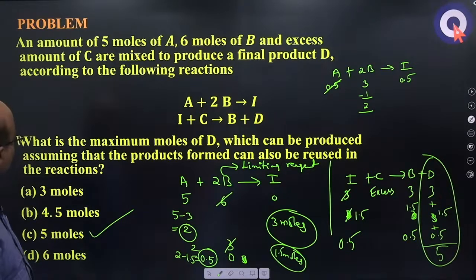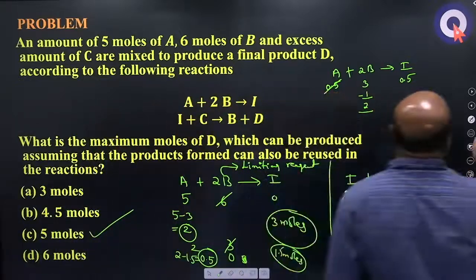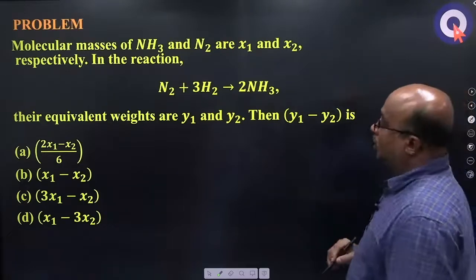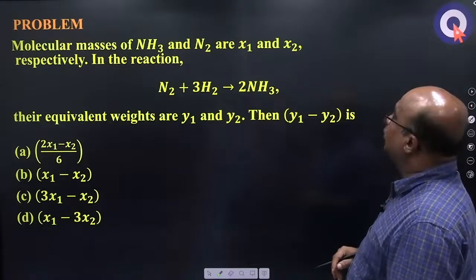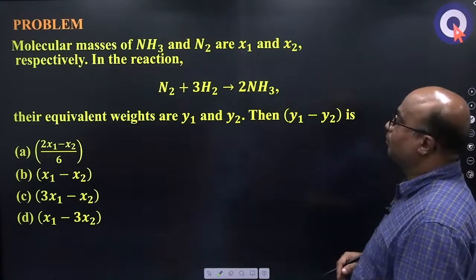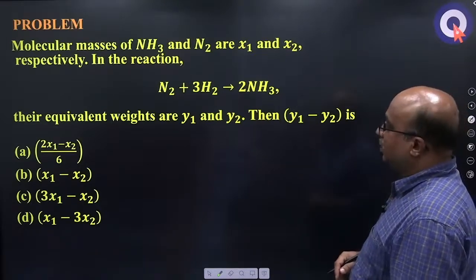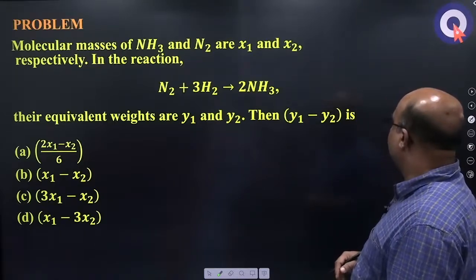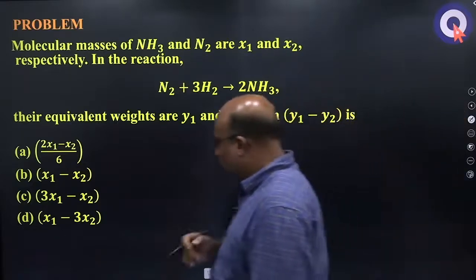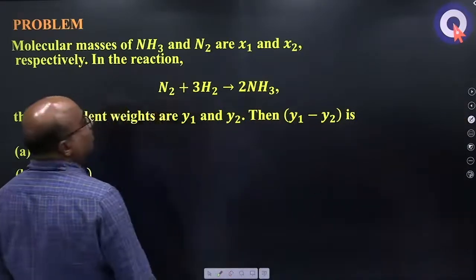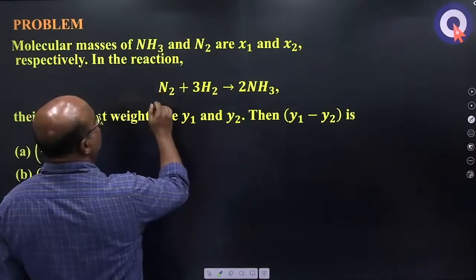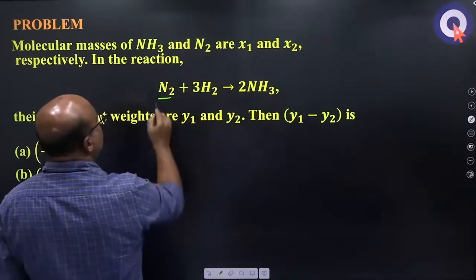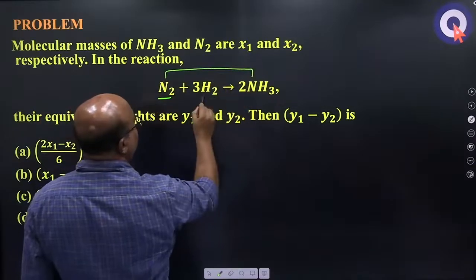Now coming to the next. Molecular masses of NH3 and N2 are X1 and X2 in the reaction, and the equivalent weights are Y1 and Y2. Then what is Y1 minus Y2? We already said what the N factor is here. For nitrogen, if the molecular mass is X2, for NH3 and N2, what is the total number of electrons involved for the nitrogen and hydrogen here?